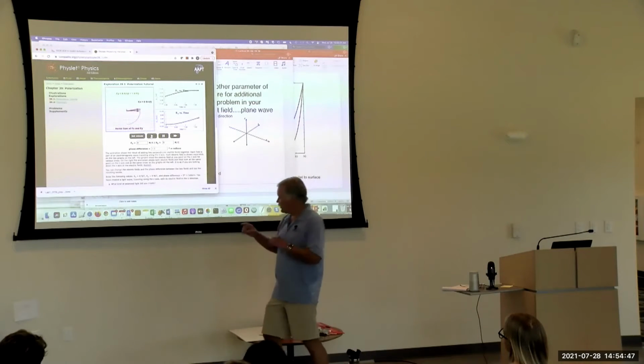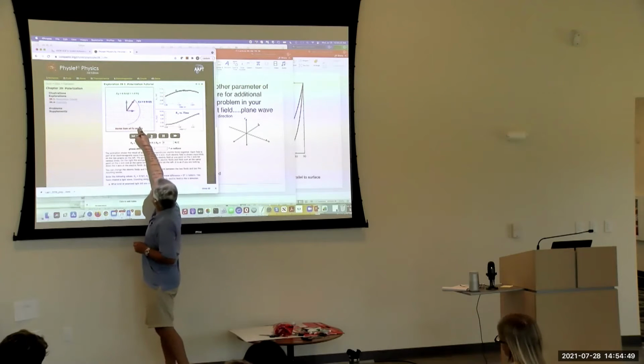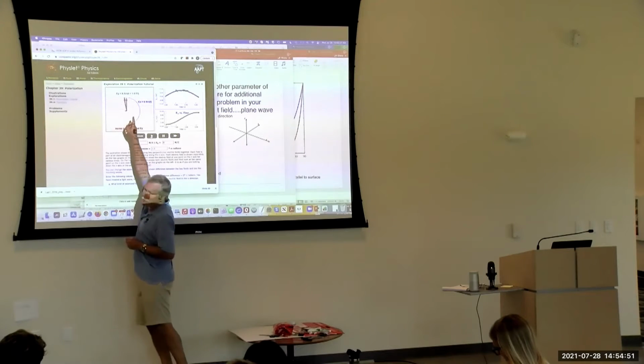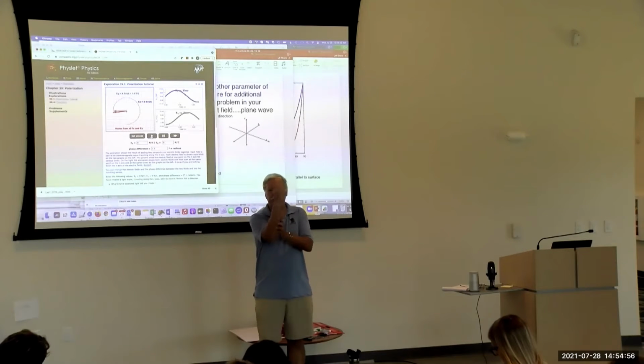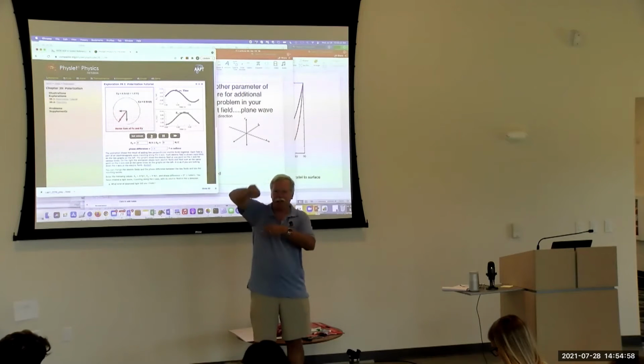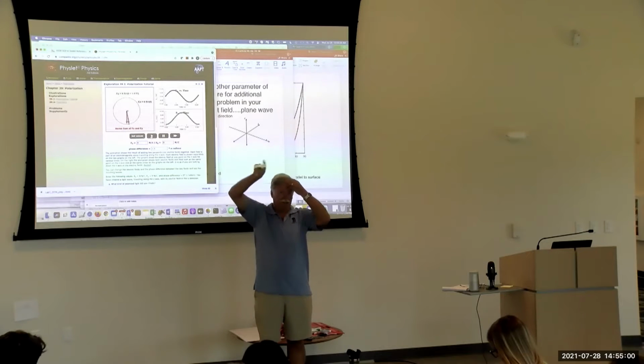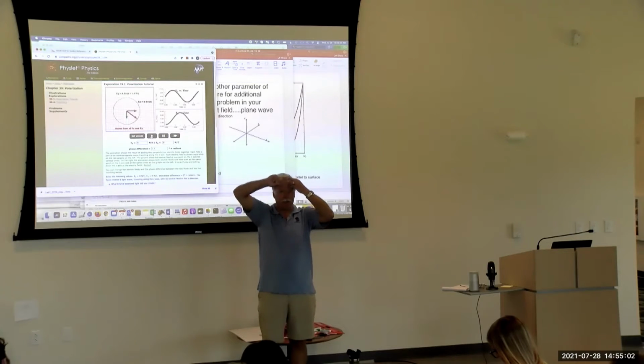So notice what's happening is because they're out of phase with each other, when one's the minimum, the other one's going to be maximum, and vice versa. So you have the electric field, the tip of the electric field vector continually circling around like that. So that's called circular polarized light.